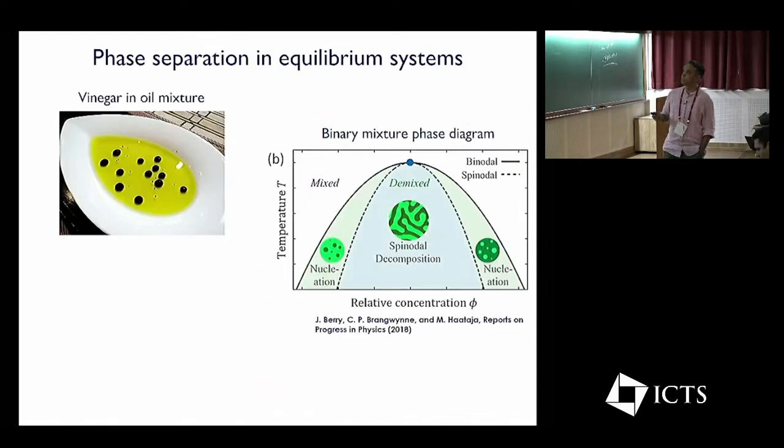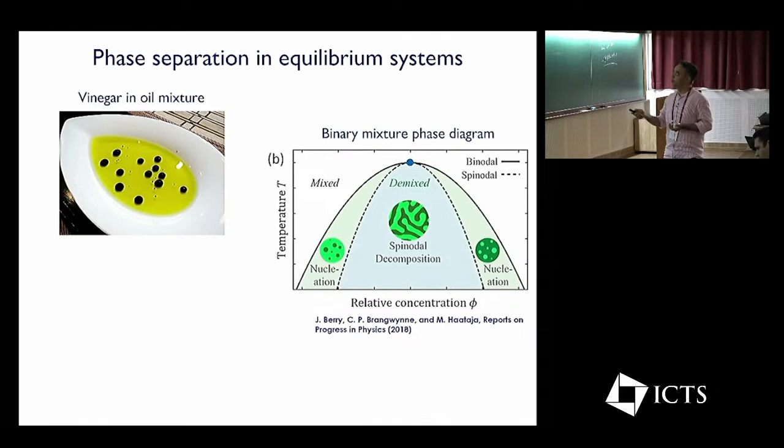This is what we know from equilibrium systems. This is an example of phase separation from everyday life, vinegar and oil. They don't mix because they don't like each other. We can describe this behavior using a simple diagram like this. At very high temperature, if you have a binary system, the mixed state is favored, but if you go to low temperatures, you start seeing these binodal and then spinodal curves.